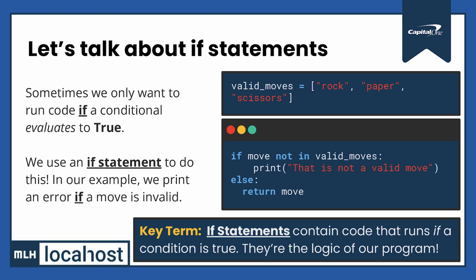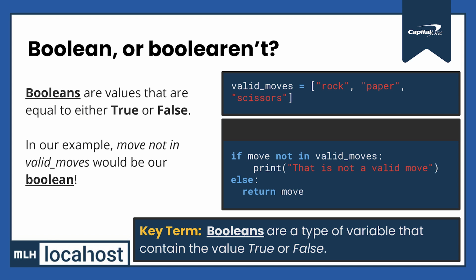They're like logic in your program. Now, remember how we talked about strings and integers and how they're the two main types of variable? Well, I lied. There is one more you need to know, but I promise this is the last one. And you probably already know them. They're called booleans. Booleans are a type of variable that contain the value true or false. So in our example, move not invalid moves would be our boolean.